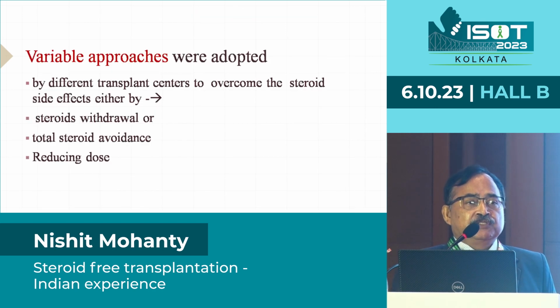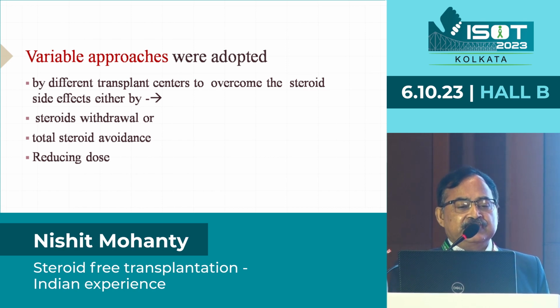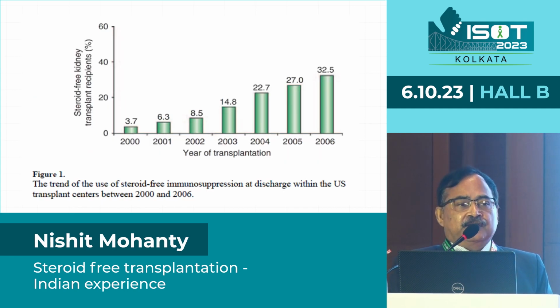So there was a variable approach. When they found that there is a lot of complication with steroid administration, many people started withdrawing the steroid, or steroid avoidance, or started reducing the dose, like we clinically use low dose steroid. By 2006, in the USA, almost one third of the patients undergoing transplant were without steroid, that is, steroid-free transplantation.